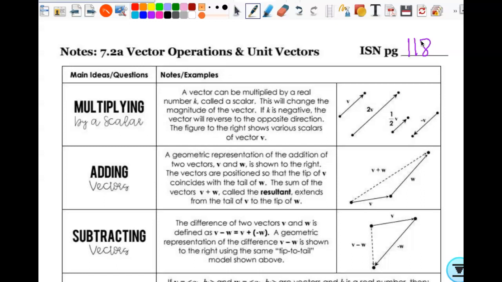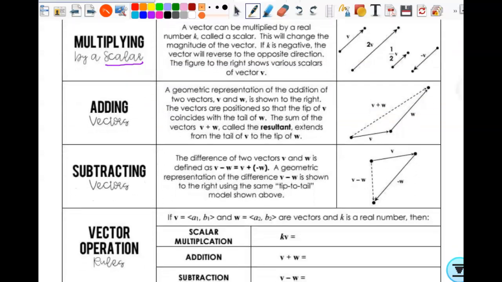All right, so when you multiply by a scalar, a scalar is just a number. Scalar multiplication is a phrase that you may have heard before. A scalar is a real number, usually a lowercase k. It will change the magnitude of the vector. Remember, the magnitude is the size or the length for our purposes right now. If k is negative, then it causes it to go in the opposite direction, right?